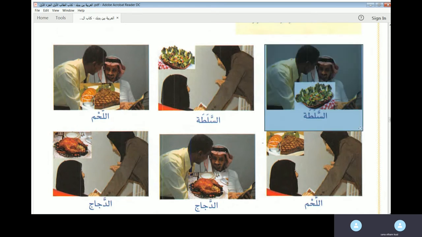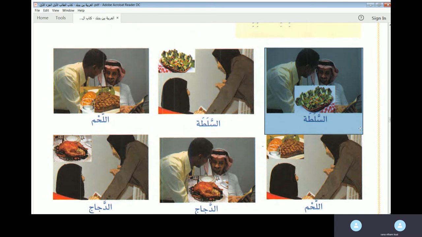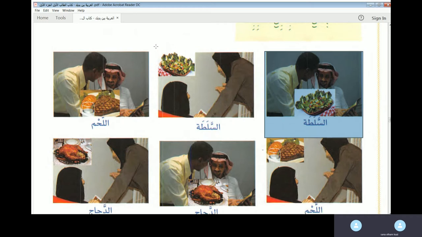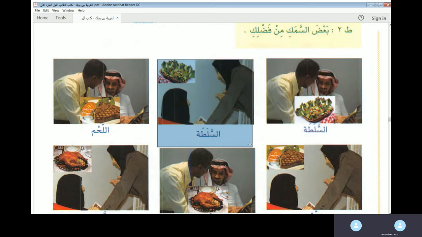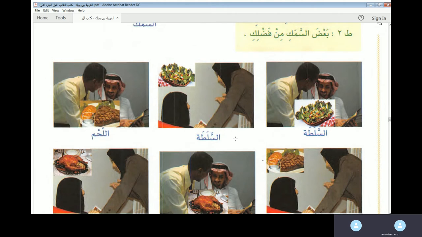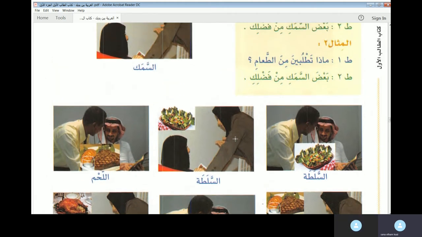Madha tatlubu minat-ta'am? What do you want or order from the food? Madha tatlubina minat-ta'am? What do you want from the food? Ba'dus-salata min fadlik. Some salad, please. In the first picture, the male person is asking the second person, male, tatlubu.